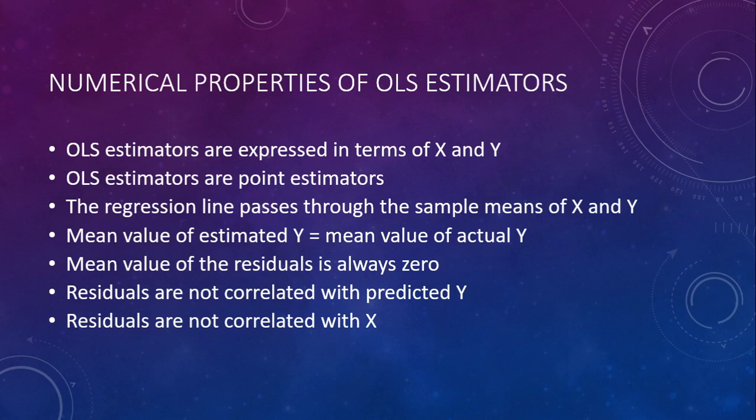The regression line always passes through the sample means of x and y. And we know that the mean value of estimated y is exactly equal to the mean value of the actual y. The mean value of the residuals is always 0. Residuals are not correlated with predicted y, and they are not correlated with x. These are the important numerical properties of OLS estimators.